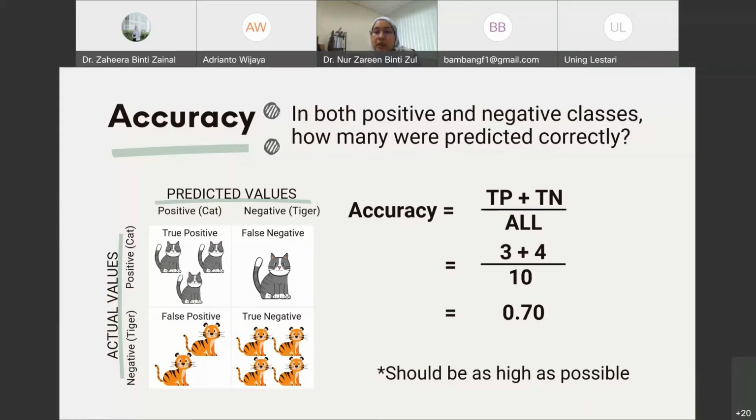So maybe there are some imbalances in your data set. Maybe out of these 10 cats, you have 9 cats and one other. So, all right, when you build a model, when you look at the results, the measures and everything, you will be able to tell whether your model is good enough or not.